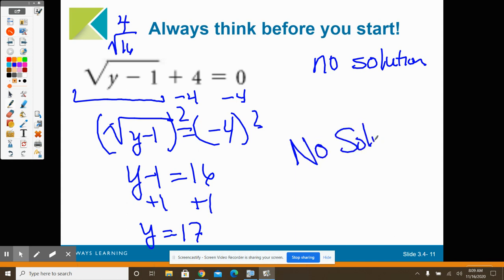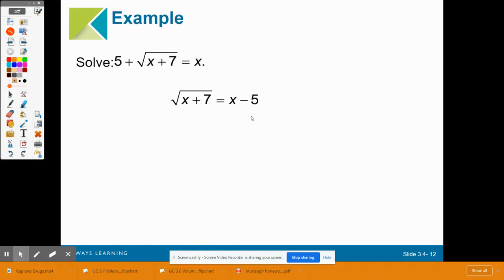There's no solution. So really, it's not really the domain restriction that comes into play here. So I kind of misspoke before. It's more about what the radical equals on the other side of the equal sign. That has to follow the domain issues. So that one has no solution.